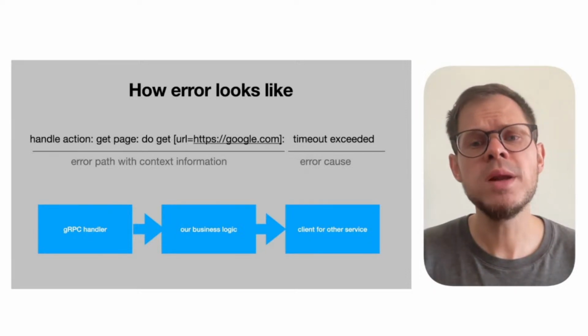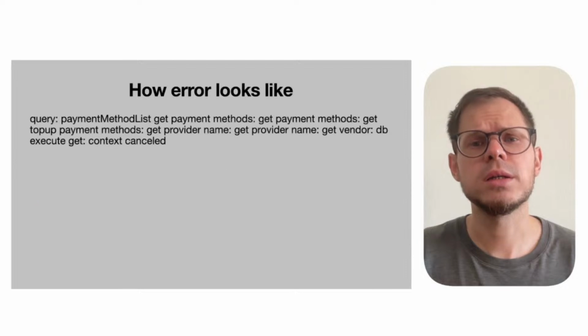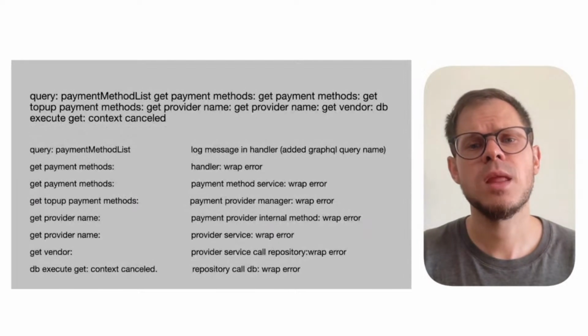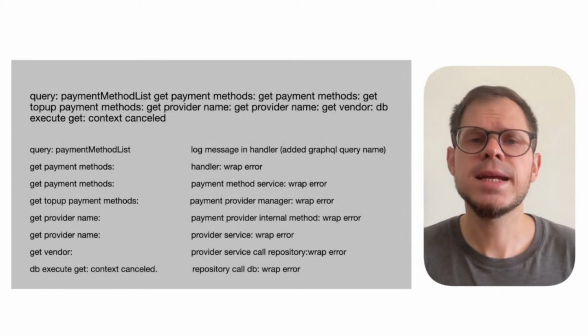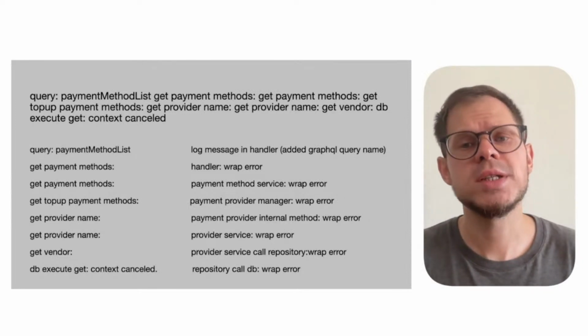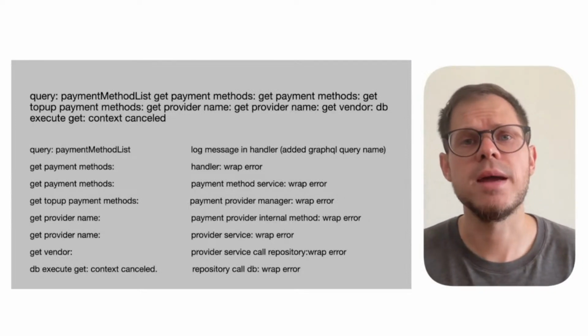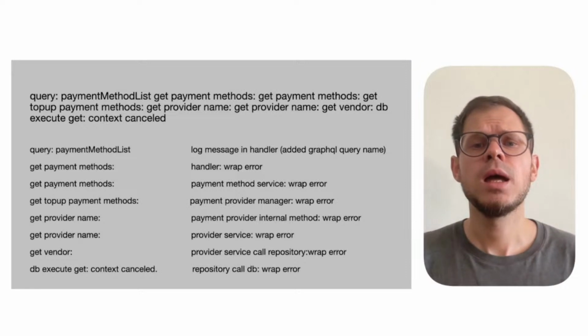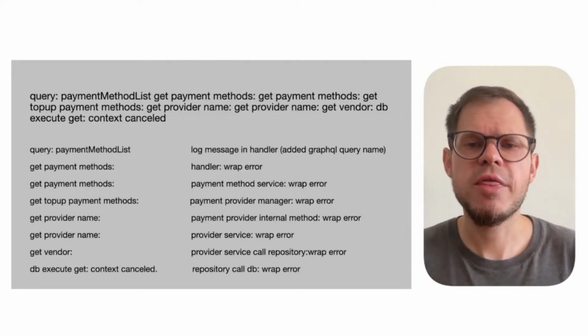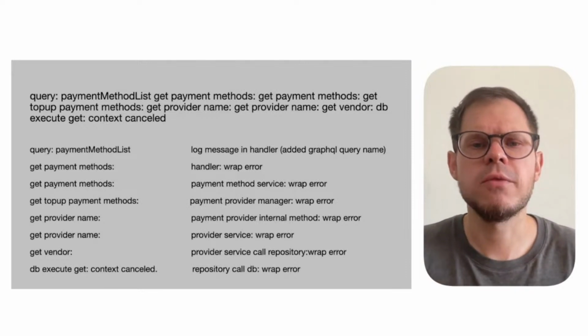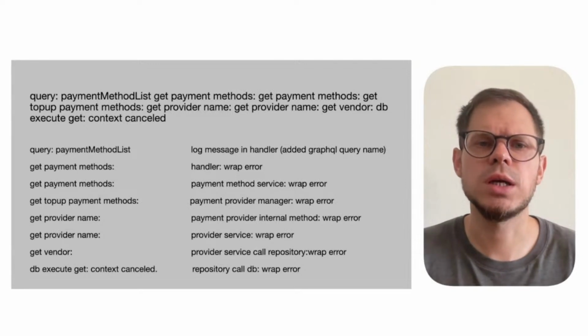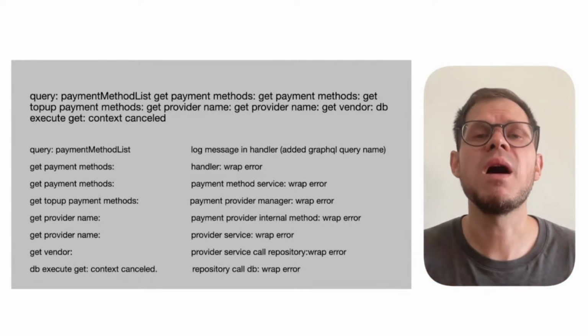But in more complex services, we can get something like that. The big ball of text can appear when a service has more than 3 layers. Developers usually think about the part that they write at the moment. It's really difficult to think about the whole picture, the whole path of an error.